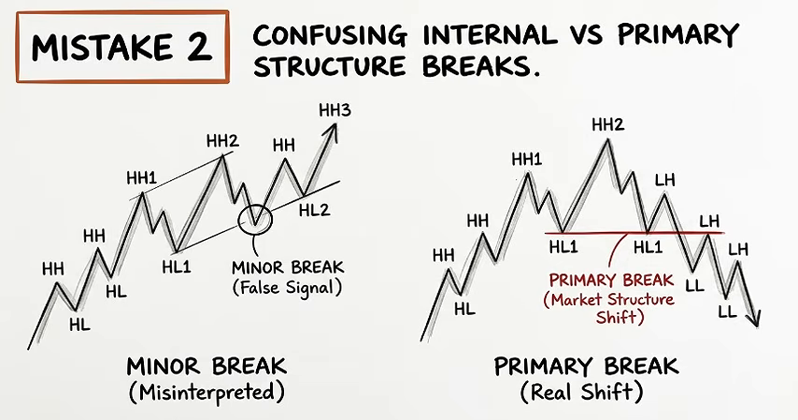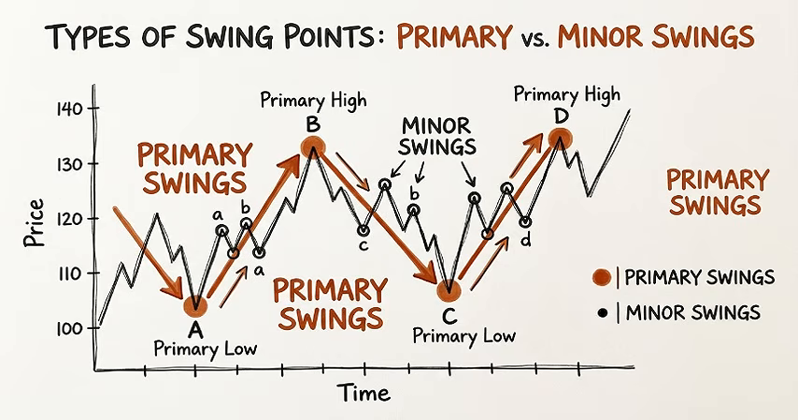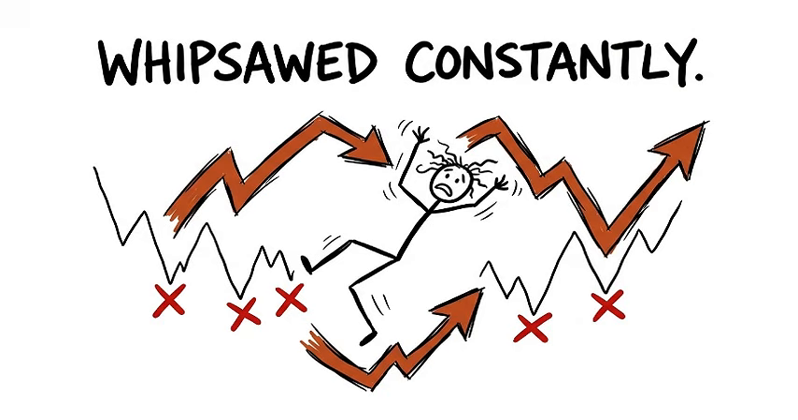And here is mistake number 2, probably the most expensive one retail traders make. Confusing internal structure breaks with primary structure breaks. On any chart, there are primary swings, the large obvious turning points that define the major trend. And there are minor swings, the small pullbacks within each impulse move. If you treat every minor swing low as a critical structure point, you will be whipsawed constantly. Stopped out of good trades on normal corrections because you mistook minor noise for primary trend changes.